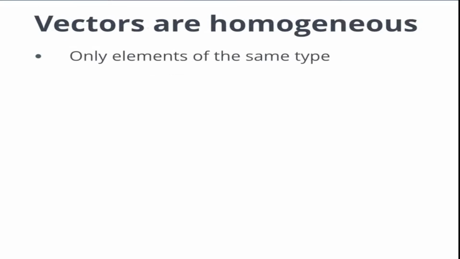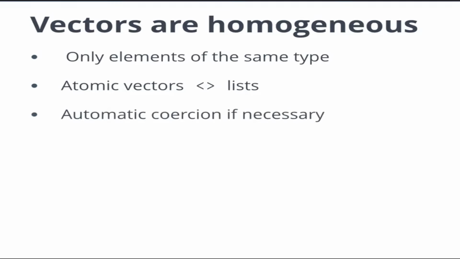The last important thing is that in R, a vector can only hold elements of the same type. They're also often called atomic vectors, to differentiate them from lists, another data structure which can hold elements of different types. This means that we cannot have a vector that contains both logicals and numerics, for example. If you do try to build such a vector, R automatically performs coercion to make sure that you end up with a vector that contains elements of the same type.